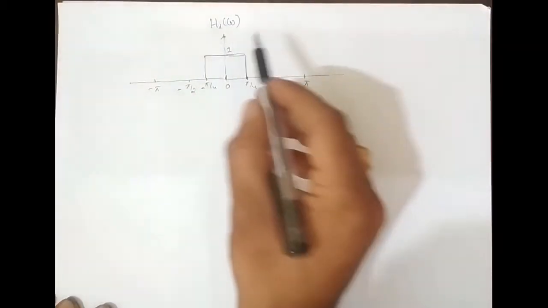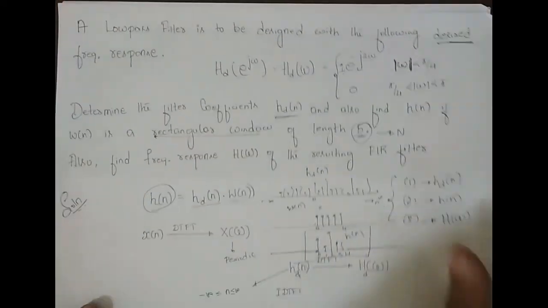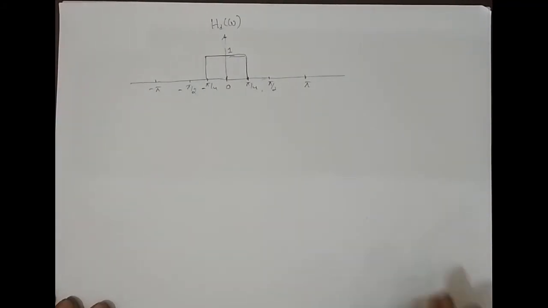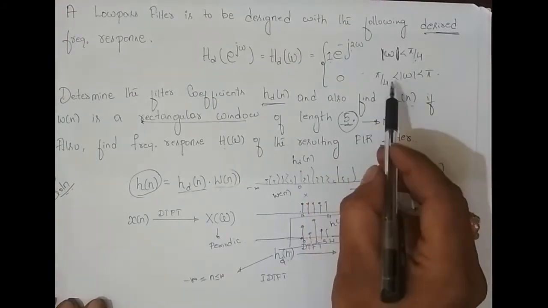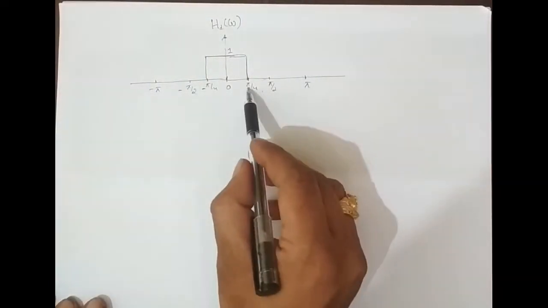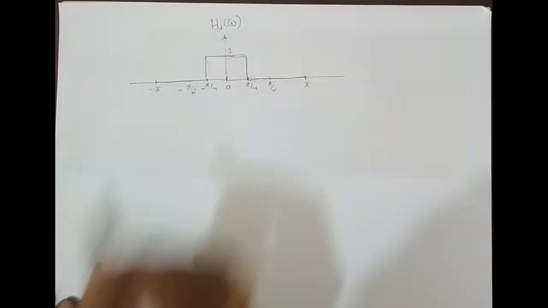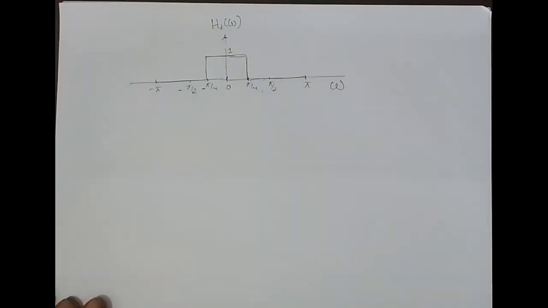Magnitude 1 times e power minus j 2 omega, but since I'm considering only magnitude I'll take it as 1. But this is also there, this corresponds to phase. And it is 0 for magnitude of omega between pi by 4 to pi. Again I have to consider both the positive as well as the negative side, so pi by 4 to pi it is 0 on the positive side, and also on the negative side. Fine, so this is omega.